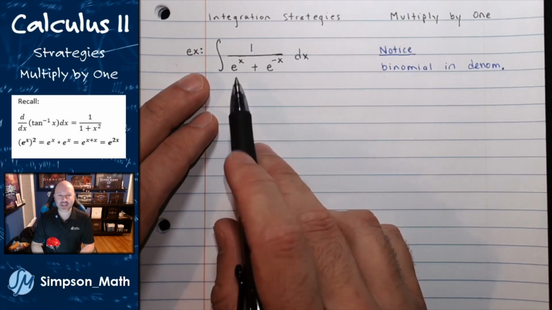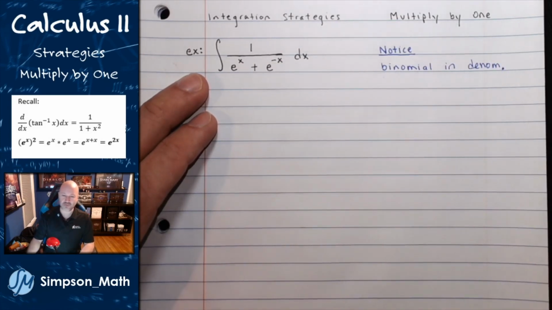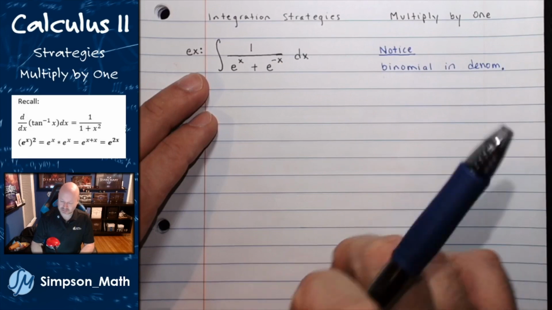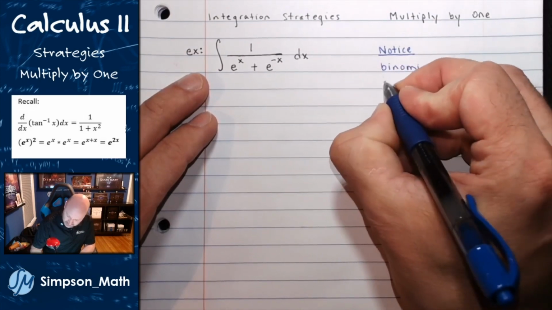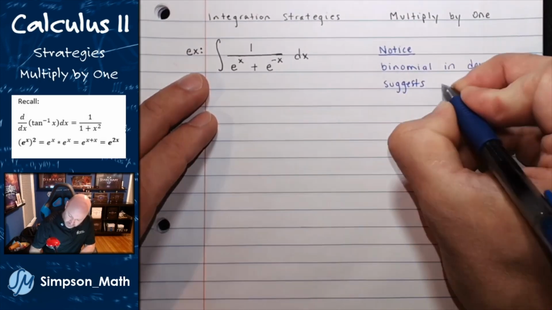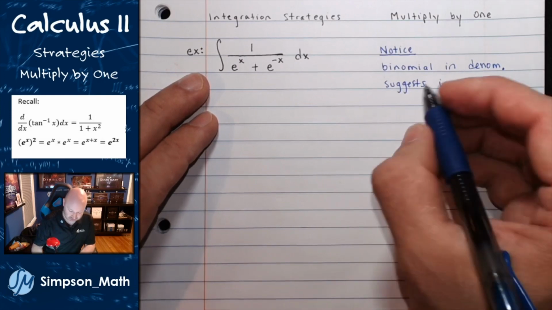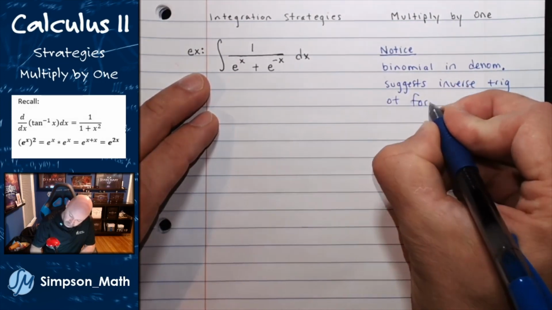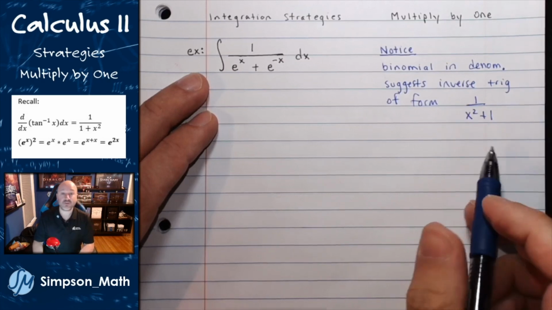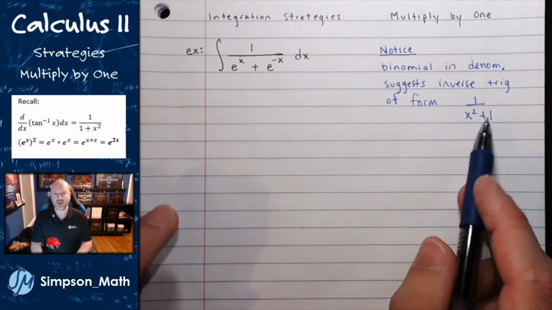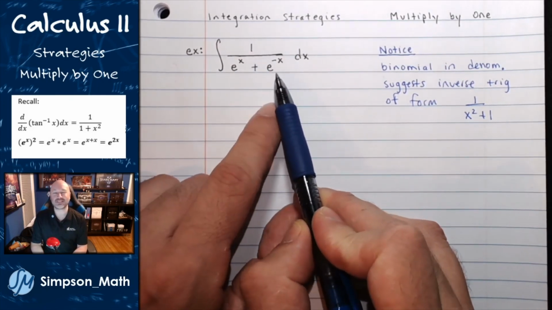kind of notice. I see a 1 in the numerator, and then a binomial in the denominator. And that reminds me of some inverse trig. So I'm just going to notice I've got a binomial in the denominator, which reminds me of inverse trig. Specifically, arc tangent. The derivative of arctangent is 1 over x squared plus 1. So you may not see it quite yet, but at least you see the 1 over something plus something.